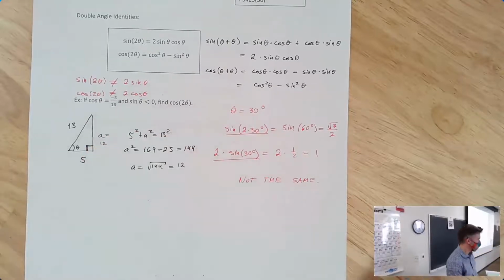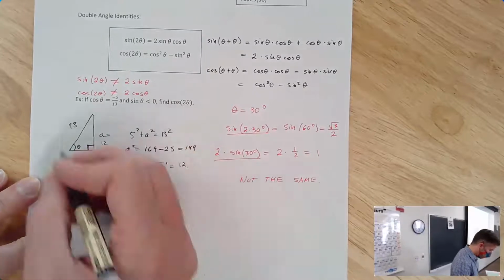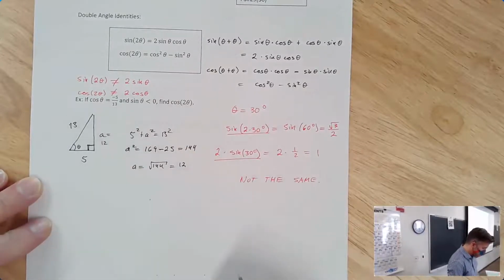Maybe a is not the best name for that side because it's not the adjacent, but I just picked a because it was a letter. I could have picked O. I could have picked X. So now we know the three sides of this triangle, 5, 12, and 13.